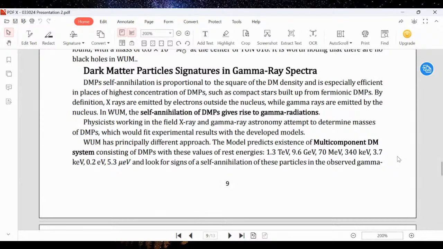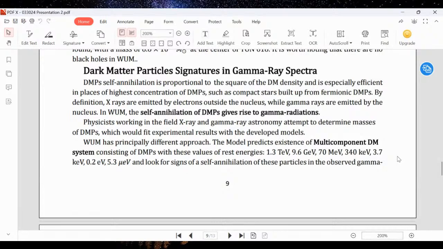Dark matter particle signatures in gamma-ray spectra. Dark matter particle self-annihilation is proportional to the square of the dark matter density, and it's especially efficient in places of highest concentration of dark matter particles, such as the compact stars built up from fermionic dark matter particles. By definition, X-rays are emitted by electrons outside of the nucleus, while gamma rays are emitted by the nucleus, in which the self-annihilation of dark matter particles gives rise to gamma radiation.